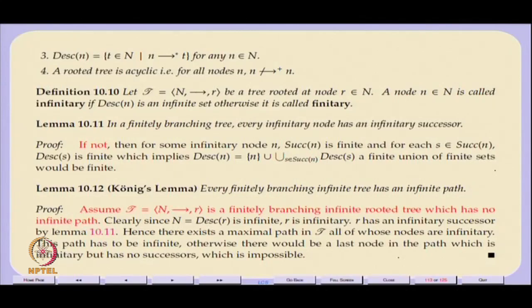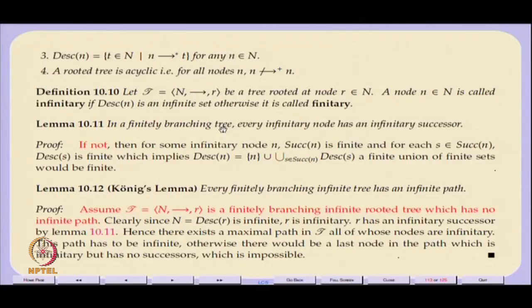Okay. So, a node is called infinitary if the set of its descendants is infinite, otherwise the node is called finitary. But still, a finitely branching tree could have infinitary nodes. All that we are saying is that for any node the set of its immediate successors is a finite set, but the set of its descendants need not be finite, right. So, nodes could be infinitary.